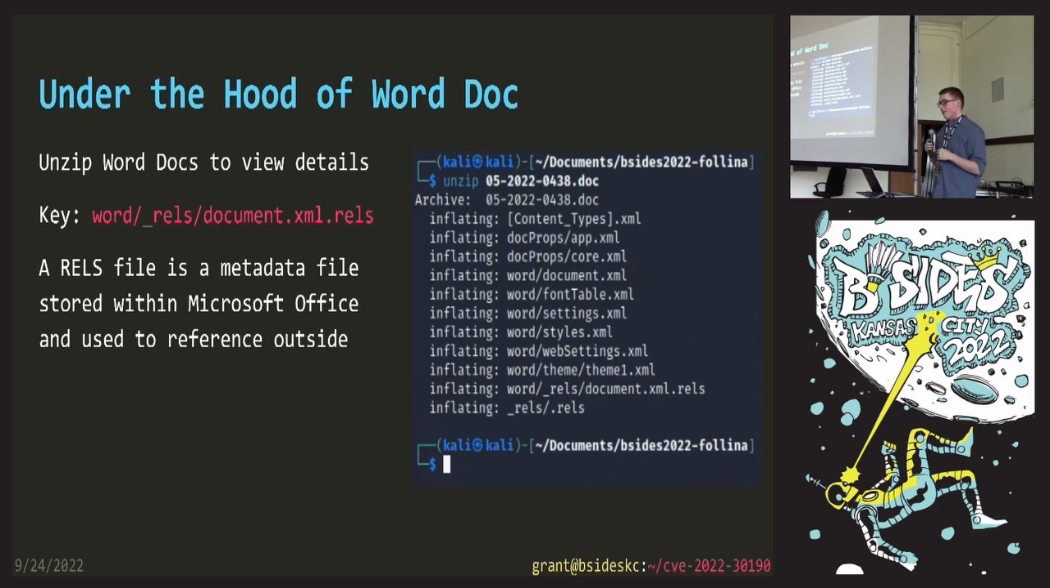With that, there's a file called word/_rels/document.xml.rels, and this is a metadata file that contains outside references, which seems pretty interesting. And that could be the culprit of how this zero day is being exploited. So I think that's a good place to start looking in that file.